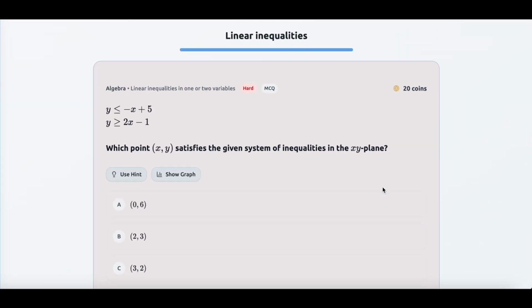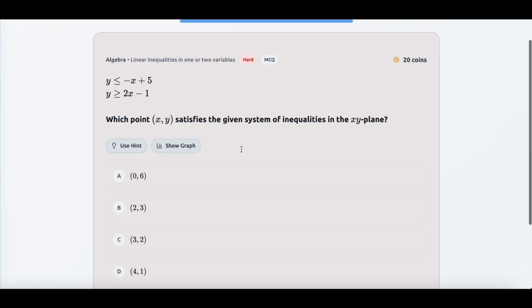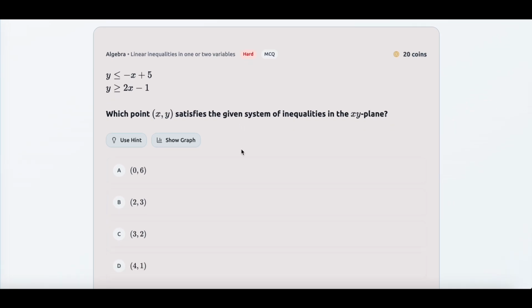Okay, last problem. Which point (x, y) satisfies the given system of inequalities in the xy plane? We have y is less than negative x plus 5 and y is greater than 2x minus 1. And then we have a bunch of points, right? To solve this algebraically, we can take each point and plug it into each inequality and see if it works.